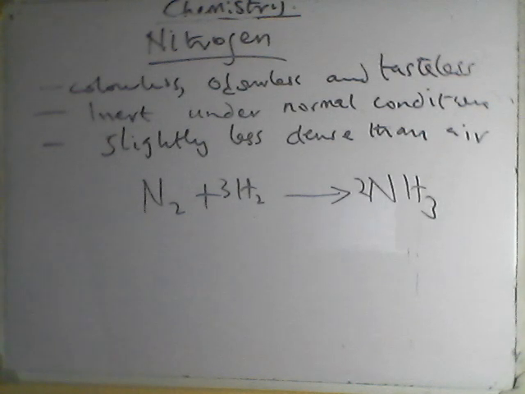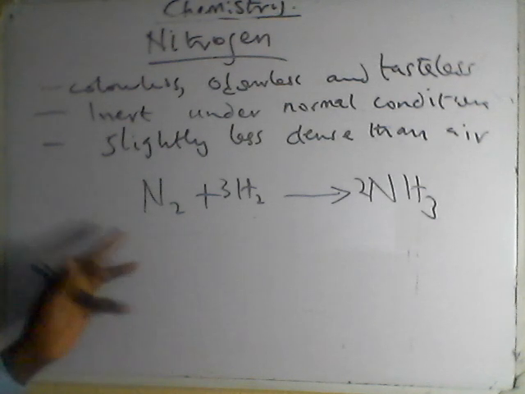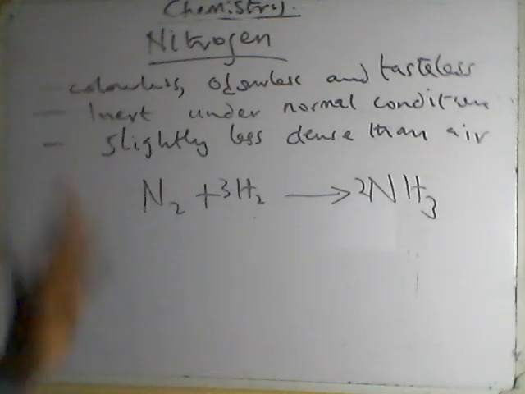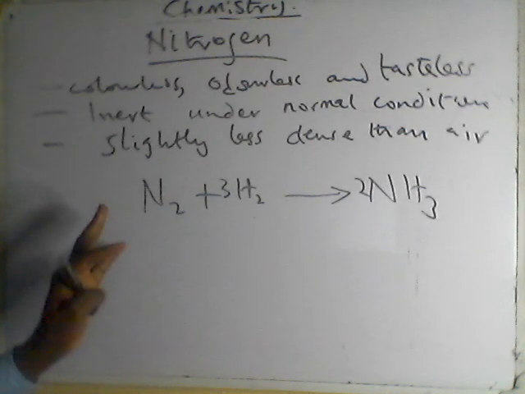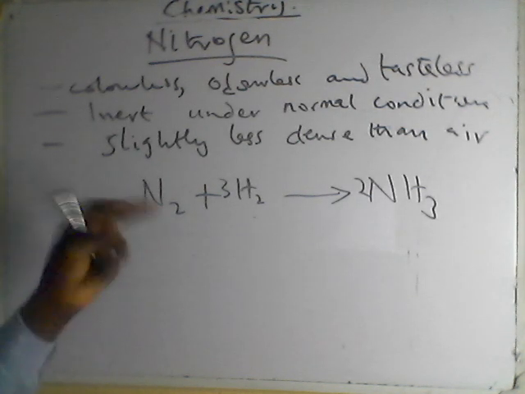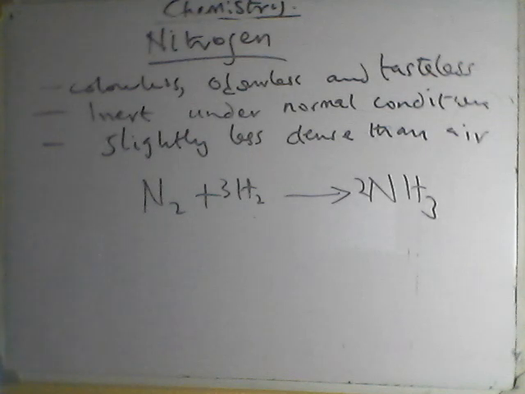What are the uses? Number one, manufacture of ammonia. Secondly, nitrogen can be used for food preservation. Thirdly, it provides an inert atmosphere for chemical processes, because it does not react. Then finally, you can use it in filling electric bulbs. So the space inside the electric bulb, nitrogen can be there.